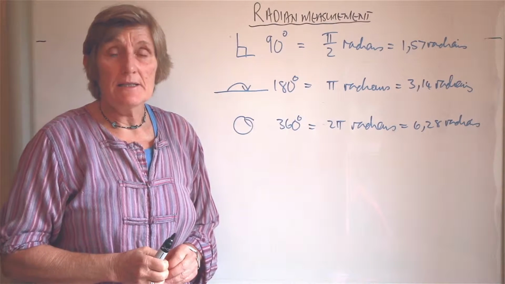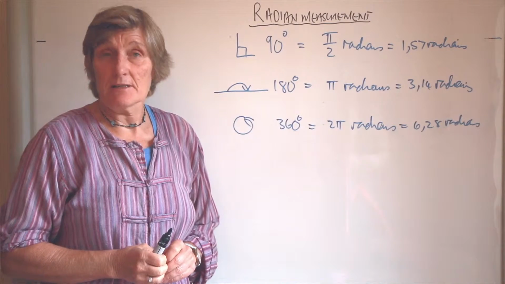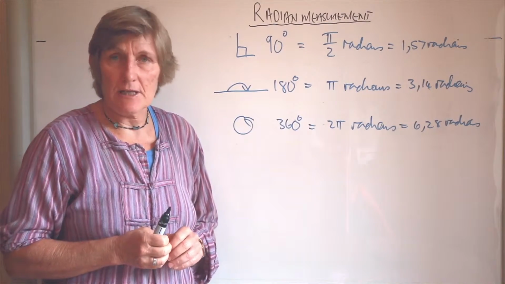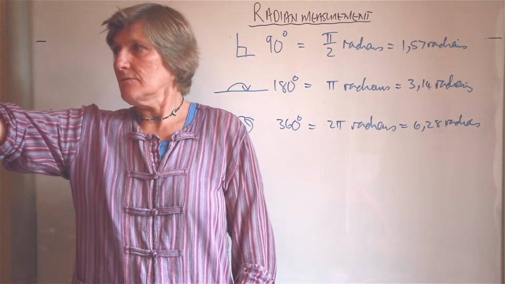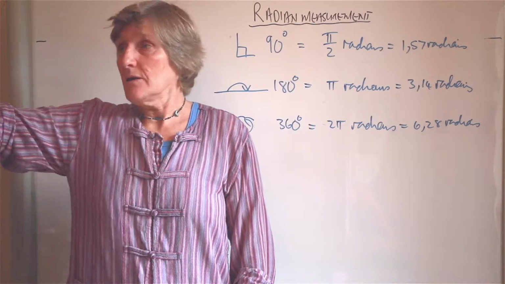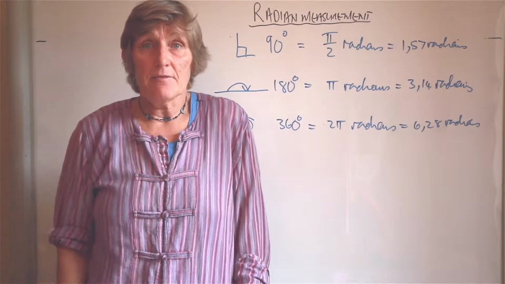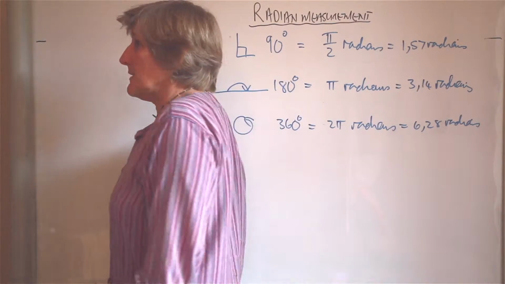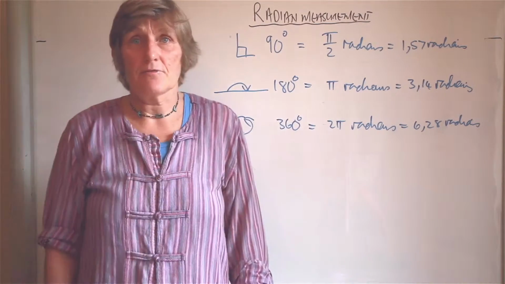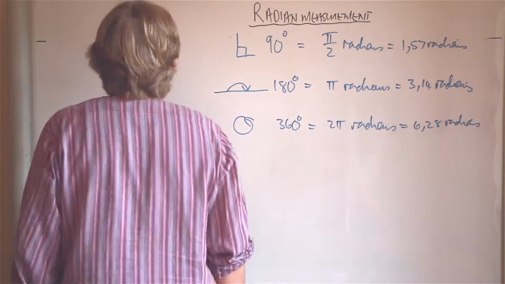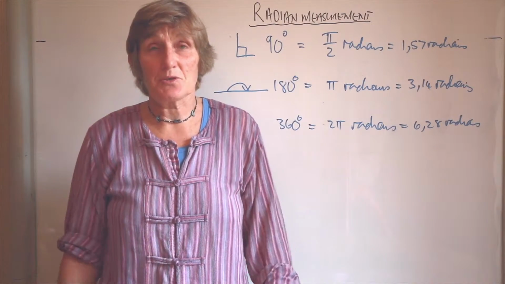This is about radian measurement. It is a measurement that was invented in mathematics for rotation. Now let's have a look at this. If I move my arm from here to there, it's 90 degrees. If I go like this and I turn my back to you, you know it's 180. And if I turn from here right around, it is 360 degrees. That's what you used to do at school.